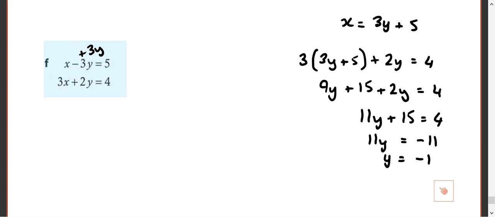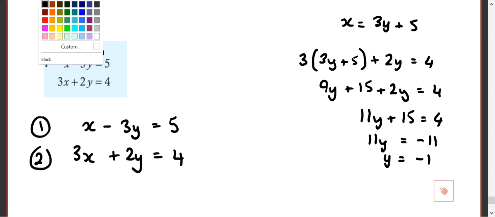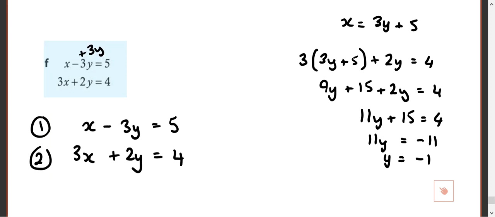Let's have a quick look at the other method instead. Number 1, x minus 3y equals 5. Number 2, 3x plus 2y equals 4. Now this one with elimination, actually I'm only going to multiply one of them.